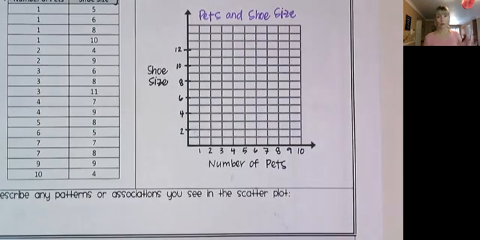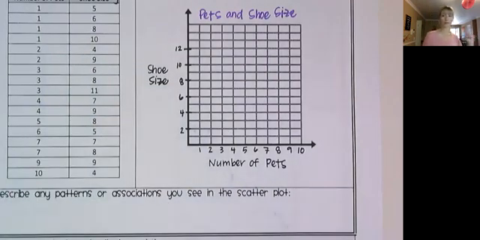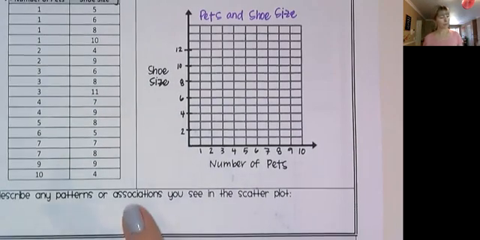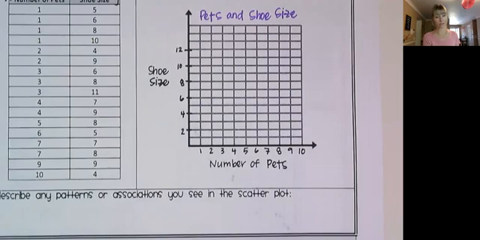Now, you guys are going to pause the video here and you're going to go back and create this scatter plot, and you'll go back and create the other scatter plot. Actually, use the table, construct your scatter plots, and then we will come back and talk about any patterns or associations that you see. So pause right now, pause it, construct.